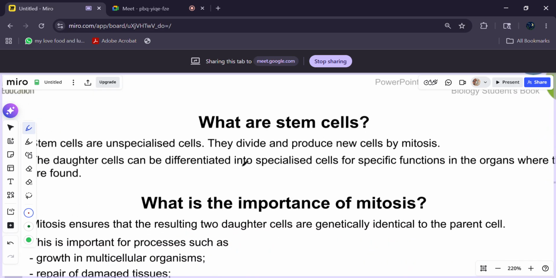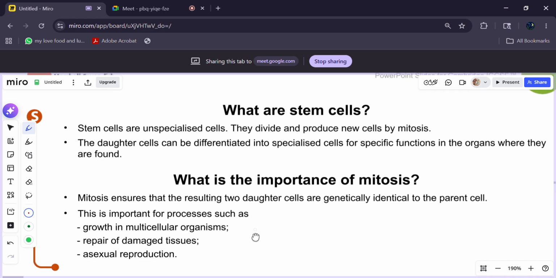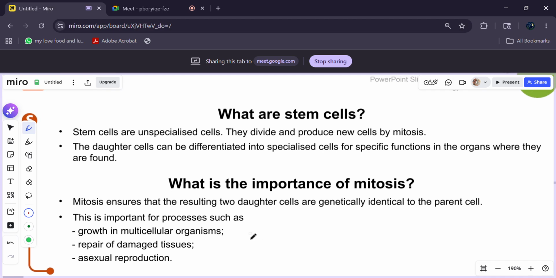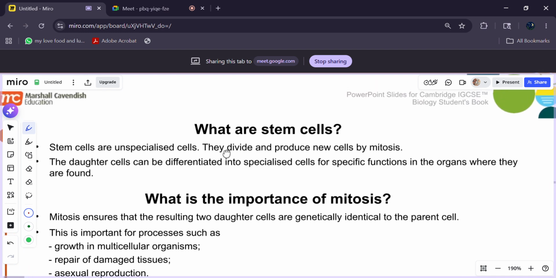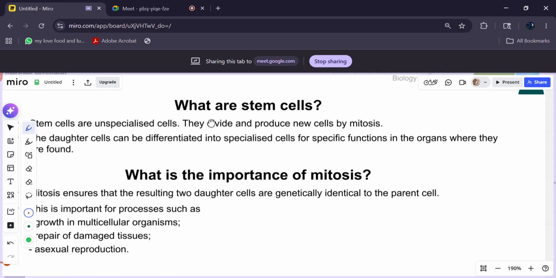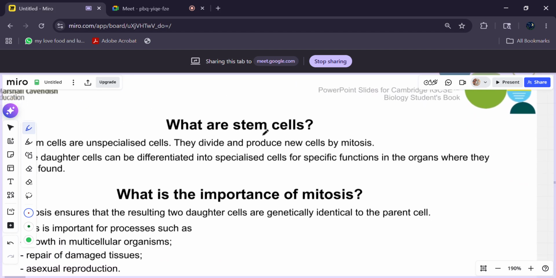Now we'll move on to what stem cells are and the importance of mitosis. Every organ has certain unspecialized cells called stem cells. They are able to divide or produce new cells by mitosis. The daughter cells produced can change to form specialized cells for specific functions in the organ where they are found. For example, if a person has donated a part of his liver, the stem cells then divide to regenerate that part of the liver that was removed.